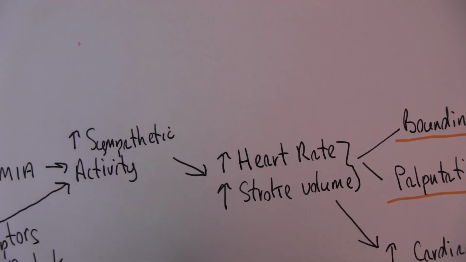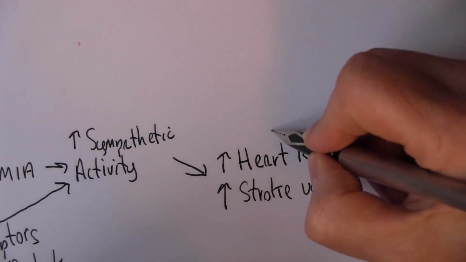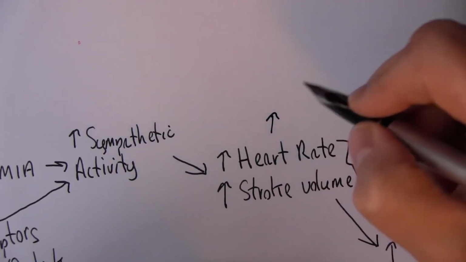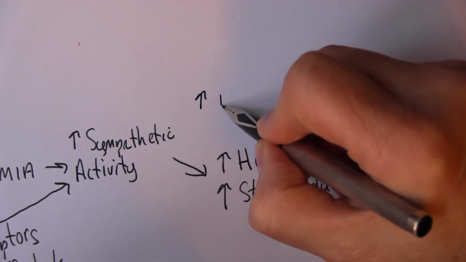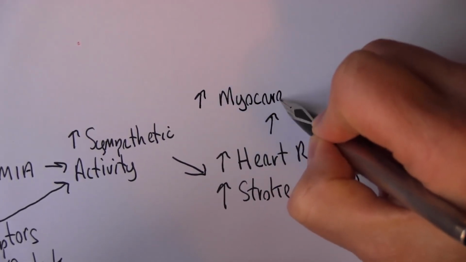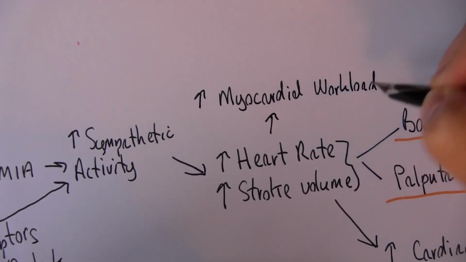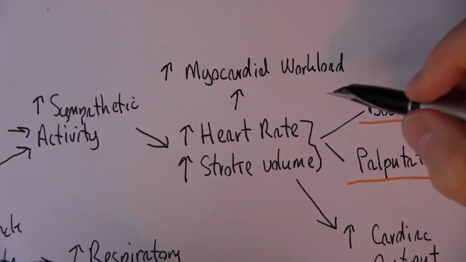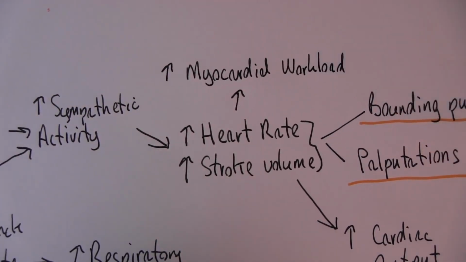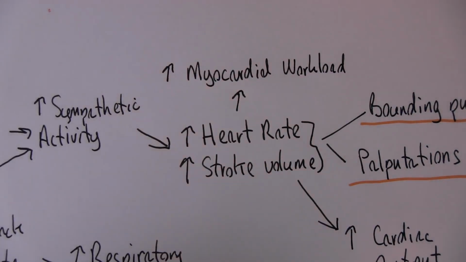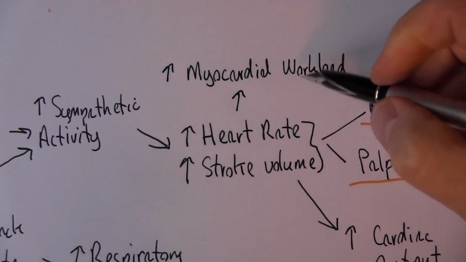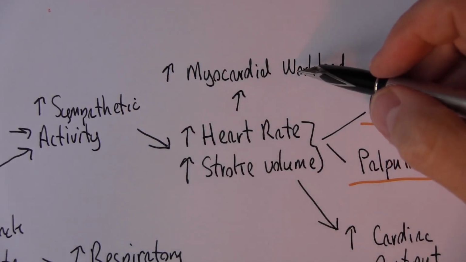But the increased heart rate and the increased stroke volume is going to increase the workload of the myocardium. So we get increased, the heart's having to work harder. This compensatory tachycardia, the compensatory increased stroke volume, all going to make the heart work harder. Okay, for a short period of time, but this can go on for a long time, of course. Especially problematic if it's associated with other deficiencies such as vitamin B deficiency.